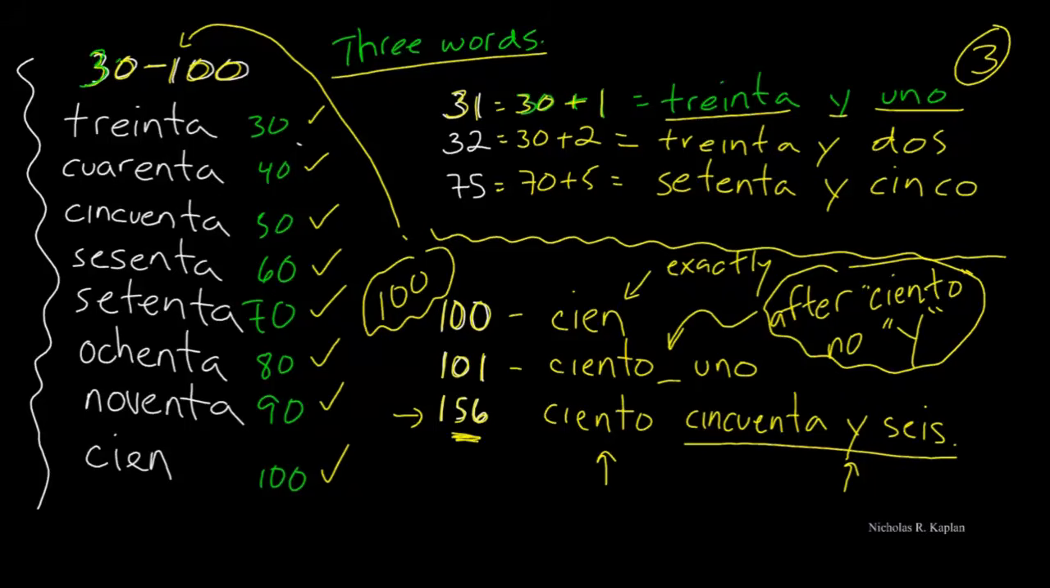Our numbers 30 through 100 are pretty standard. Just have to go through and memorize the 30, 40, 50, 60, and remember we write them as three words. When we get to 100, it's just a little bit different. Exactly 100, CIEN. And then anything more than that, that CIEN changes to ciento. And we remember that after ciento, we don't use the E.